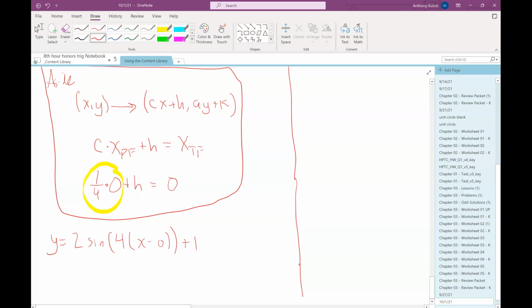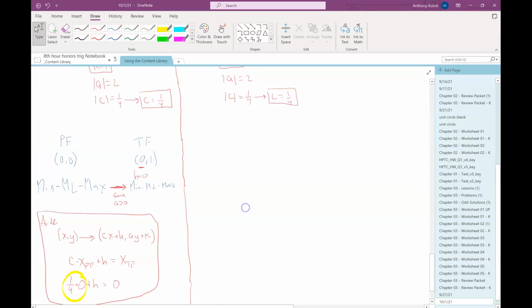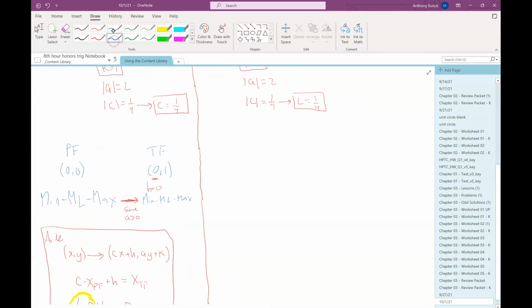Let's now do the same thing with cosine. For cosine, I'll choose a point from the parent function whose x-coordinate is 0. That's (0, 1). What kind of point is that? That's an extreme point. There's two types of extreme points. There's maxes and mins. This one is a max.